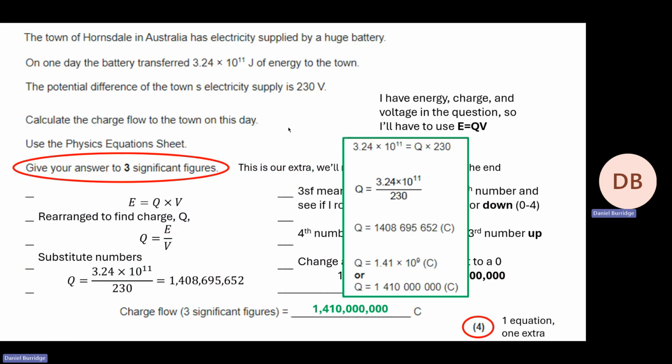And the mark scheme says that would be 4 marks, right? Again, we got the numbers converted if they need to be. In this case, they don't, but they're substituted in properly. It's rearranged properly. This time I've got my answer from the calculator, but then I've done the extra, right? I've put it to 3 significant figures.